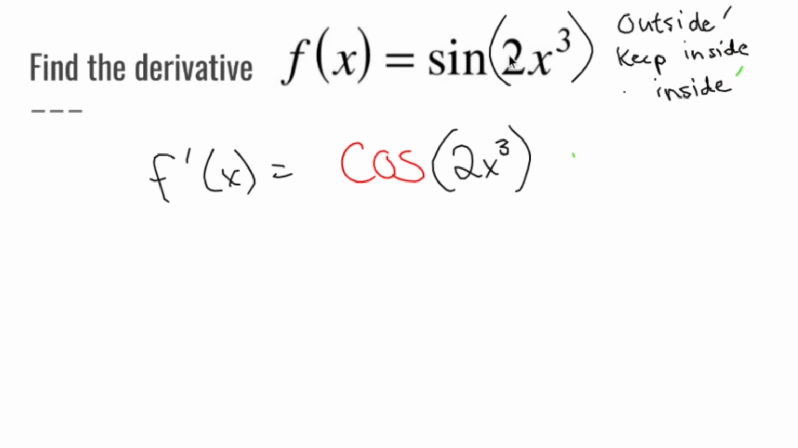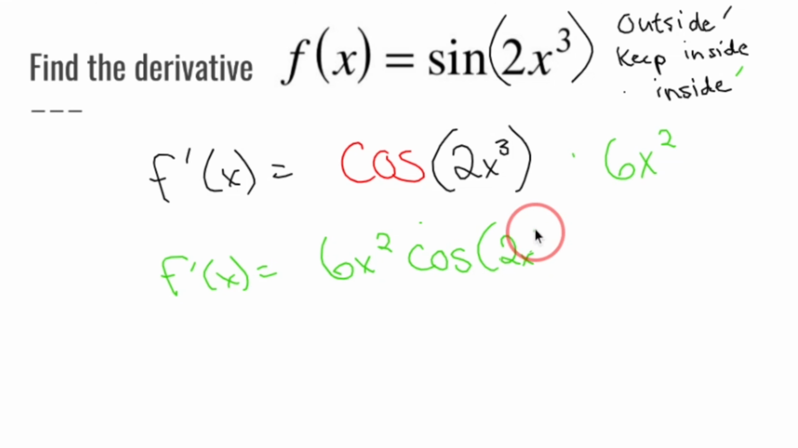So that would be 2 times 3 is 6. X to the third becomes x squared. And just to clean it up a little bit, I'll bring it out front. 6x squared times cos 2x cubed. And that's my guy. That's my answer.